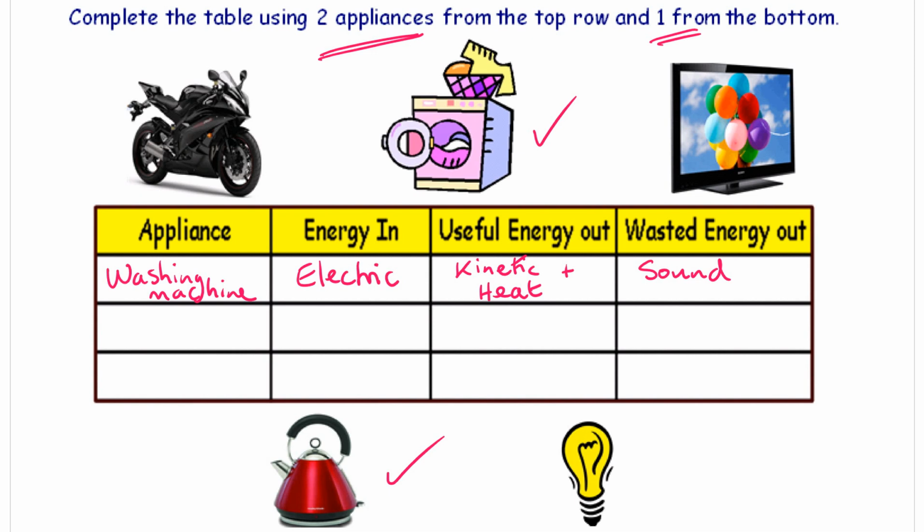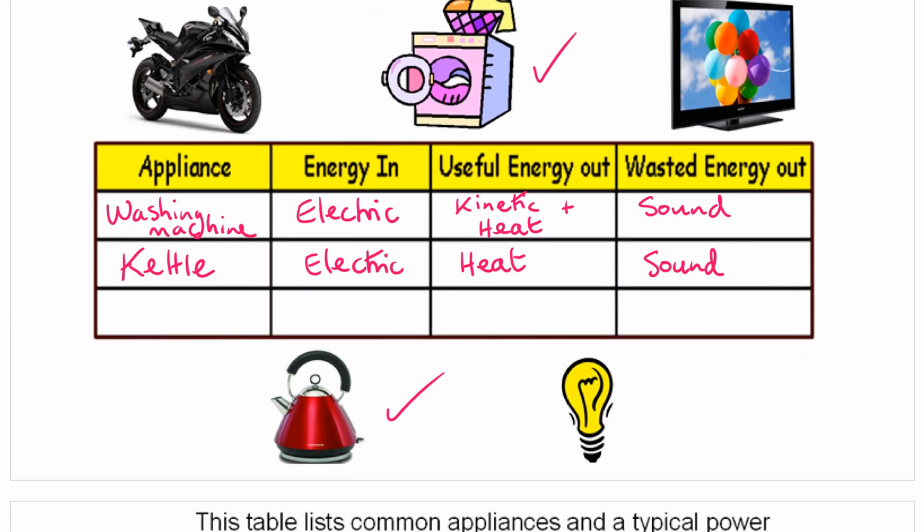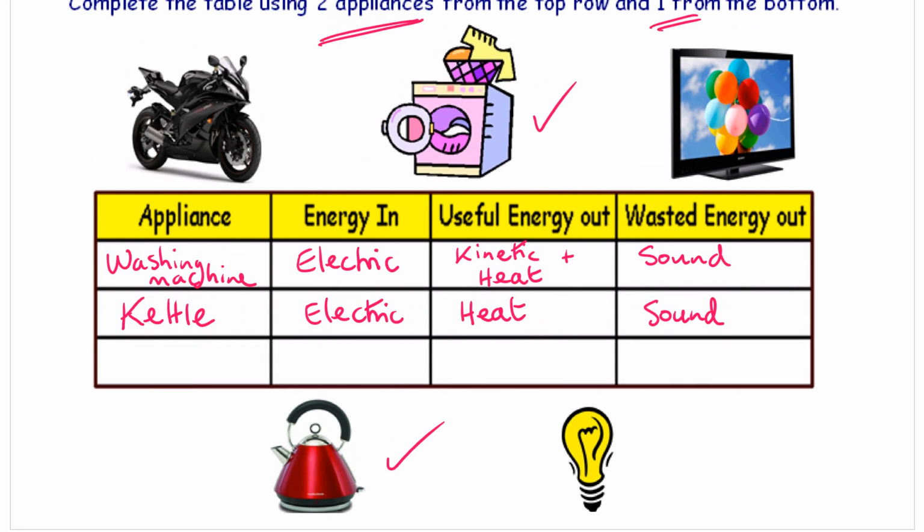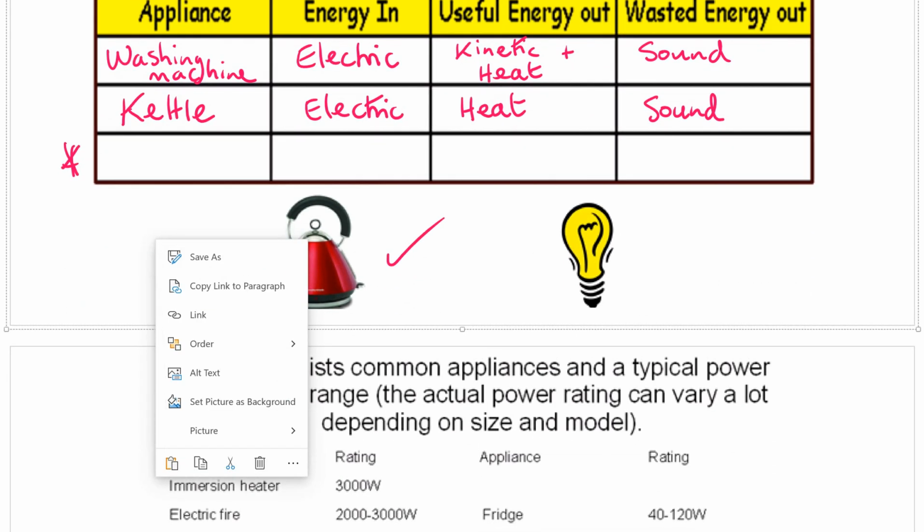And the kettle, spelt correctly. The kettle, that's electric. And the useful energy out, that's heat. Wasted, it's got to be sound. It will actually waste some heat energy as well, and it will be sent to the surroundings, be lost to the surroundings. So complete this table. I didn't complete it all, but you complete this table if you would.